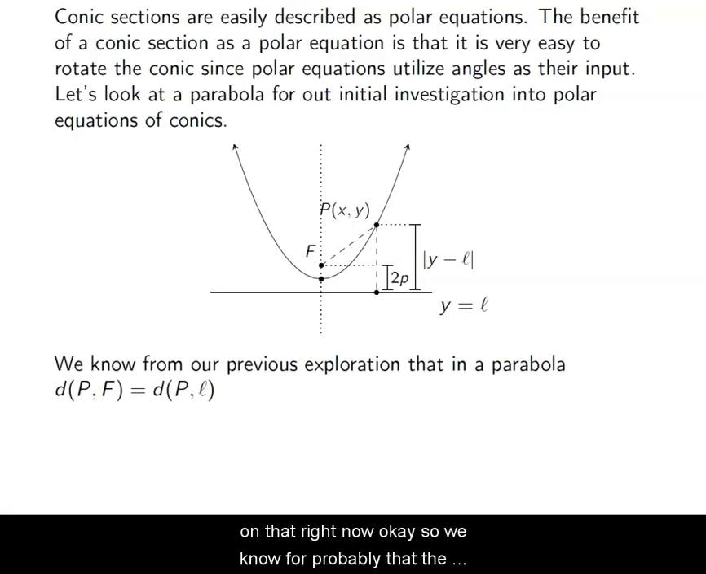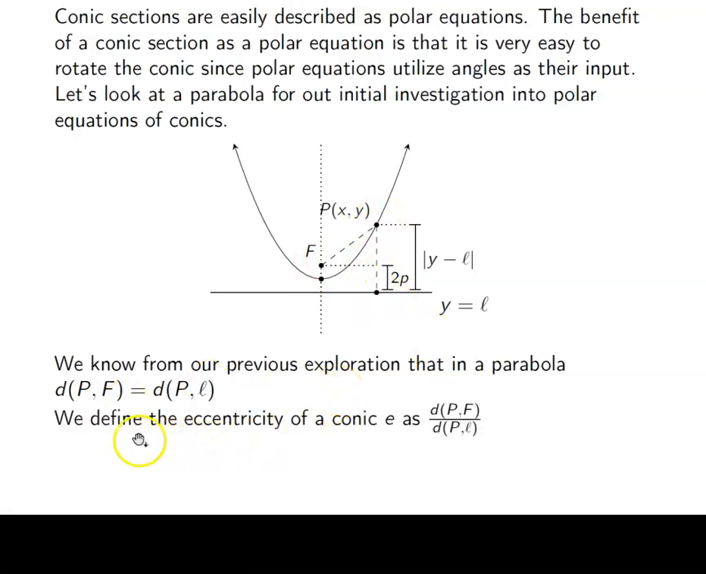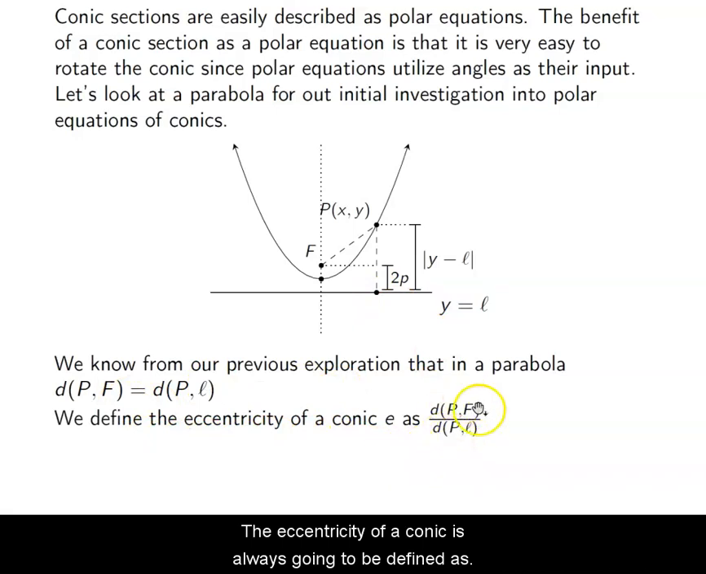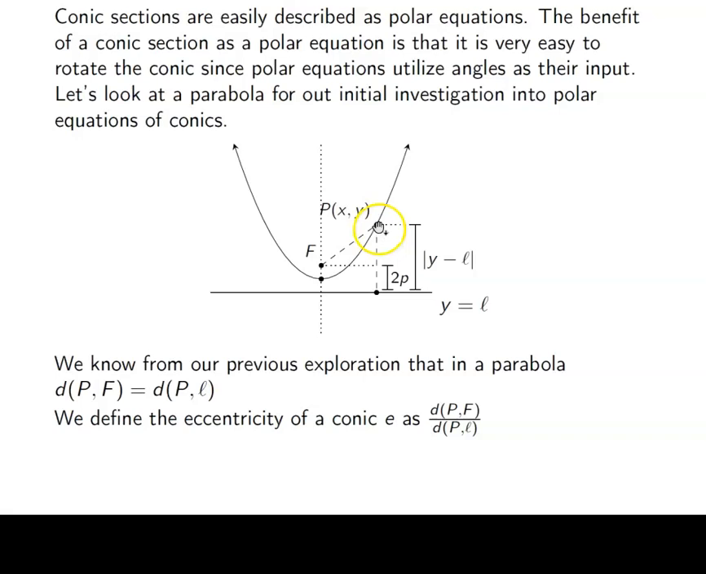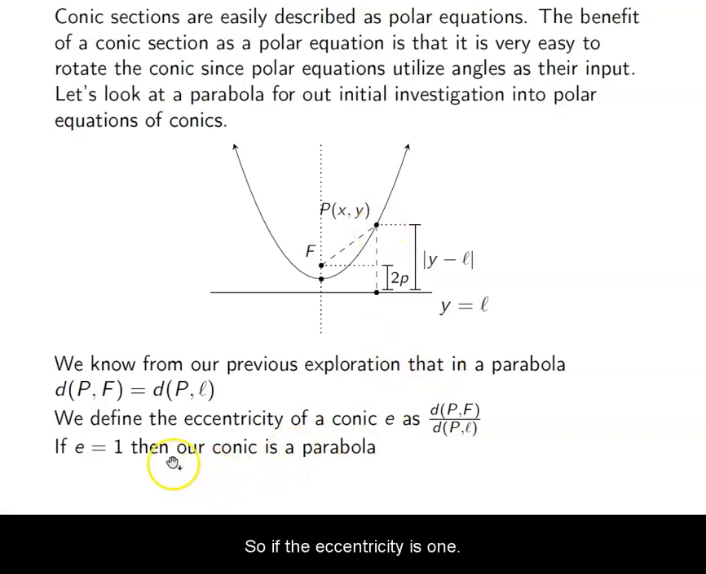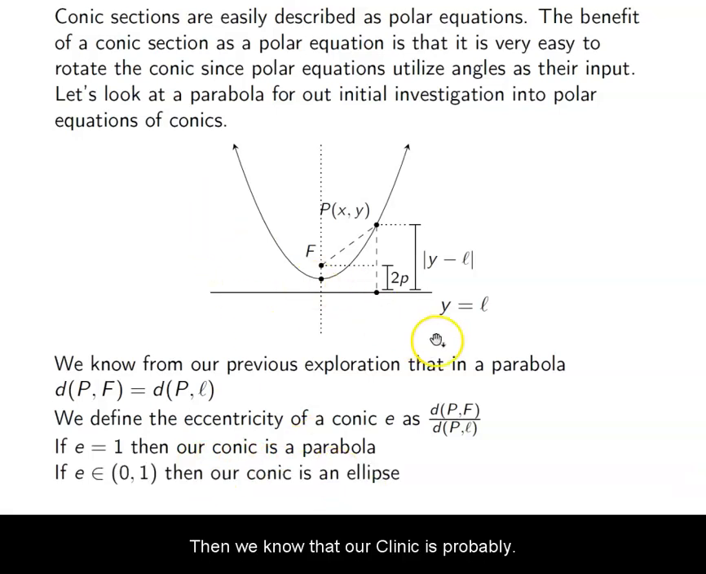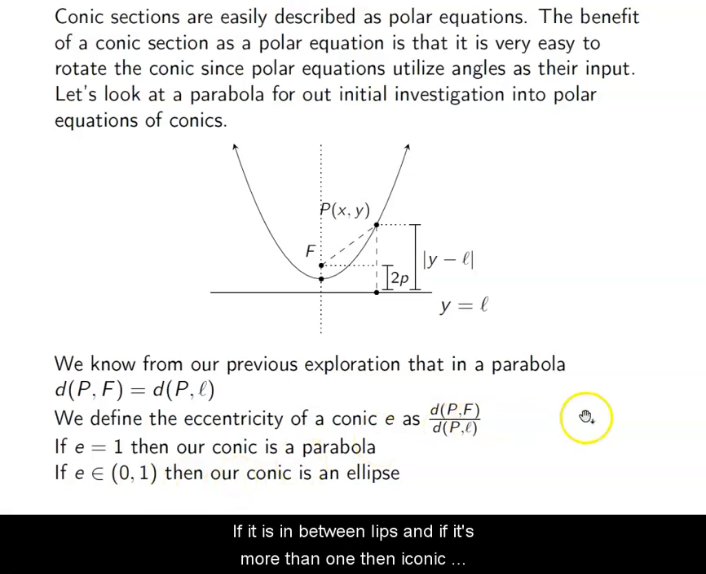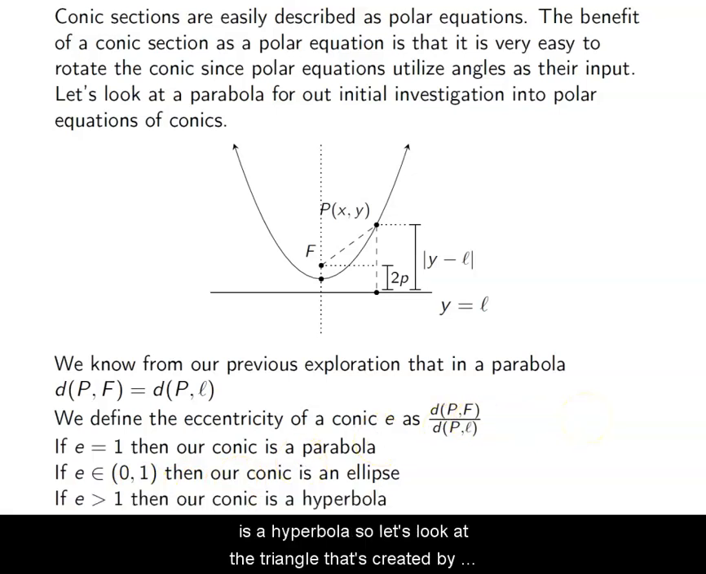For a parabola, the distance between any point on the parabola and the focus is equal to the distance from that point to the directrix. The eccentricity of a conic is always defined by this ratio. For the hyperbola and ellipse, it was C over A, which we'll get into in a second. Here, we're talking about it as a ratio of the distance from the focus to the point and the point to the directrix. If the eccentricity is 1, our conic is a parabola. If it is between 0 and 1, our conic is an ellipse. And if it's more than 1, our conic is a hyperbola.